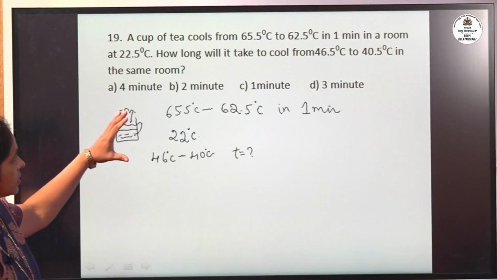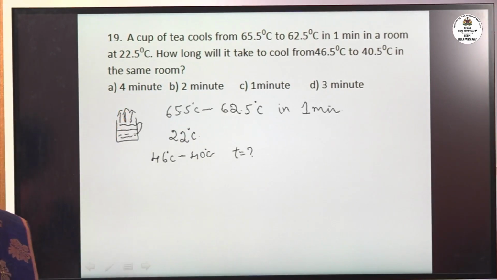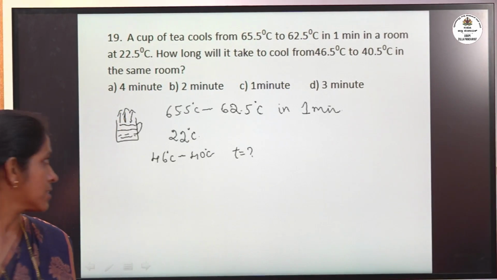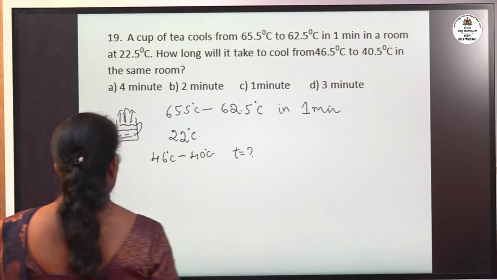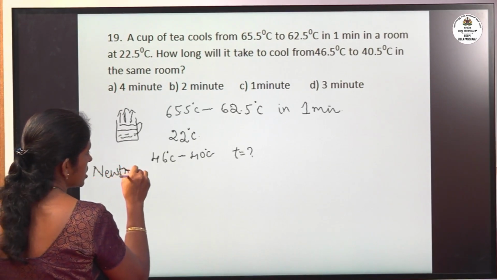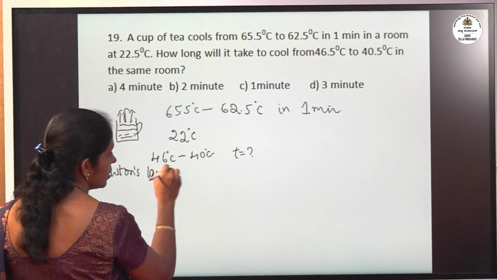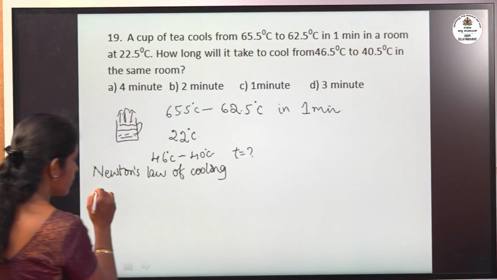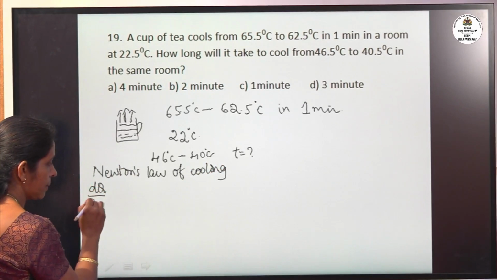Because the temperature difference between system and surrounding is more in winter than in summer. This we can explain using Newton's law of cooling. According to Newton's law of cooling, the rate of cooling is proportional to the temperature difference between system and surrounding.